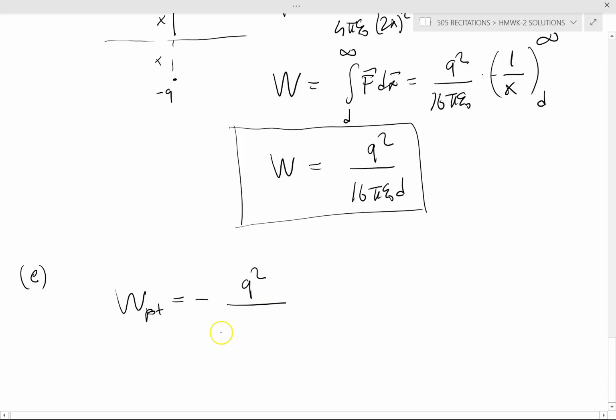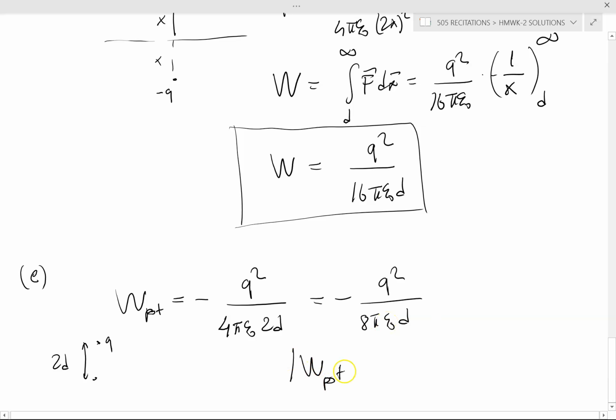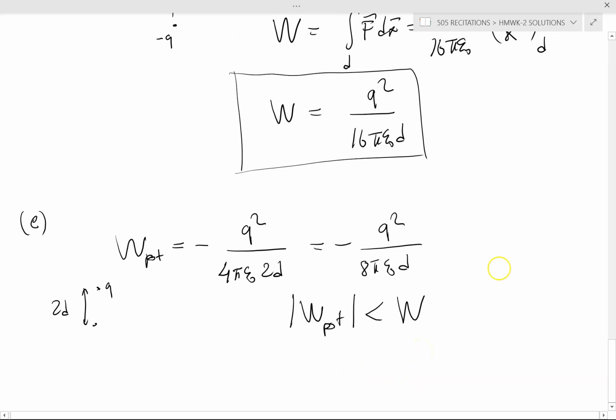it is equal to Q squared divided by 4πε0 2D, right? Because the difference between the 2D and it is nothing but R here, and it is equal to minus Q squared over 8πε0D. You see, in magnitude, this potential is less than what needs to be done at the above part.